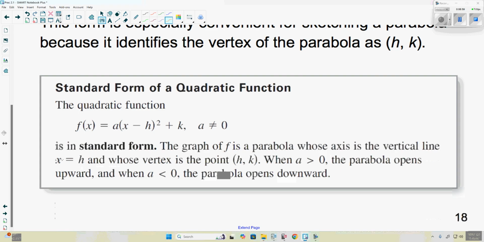So the standard quadratic function, a times x minus h squared plus k, in standard form, the point h comma k is the vertex. When a is greater than 0, it opens up. When a is less than 0, it opens down. And our axis of symmetry is given to us by x equals h. Vertex is h comma k. Axis of symmetry, x equals h. And if we wanted to find the x-intercepts, all we have to do is replace f of x or y with 0.